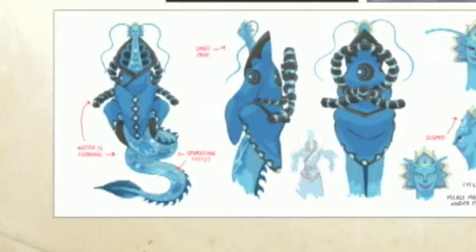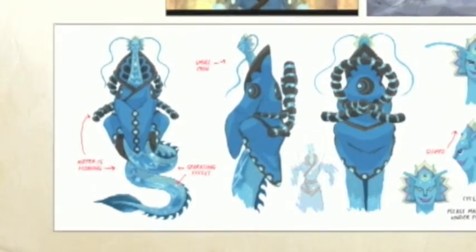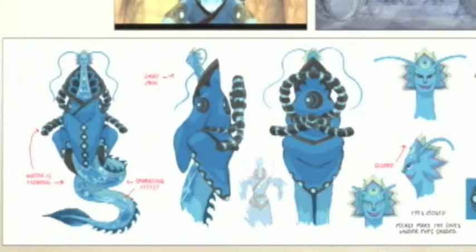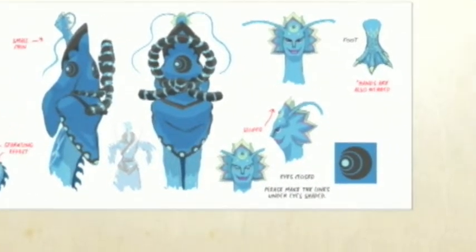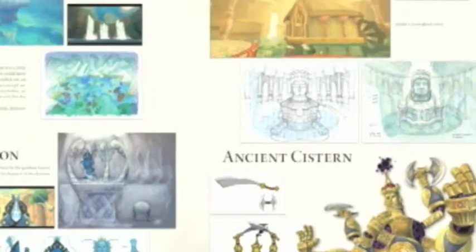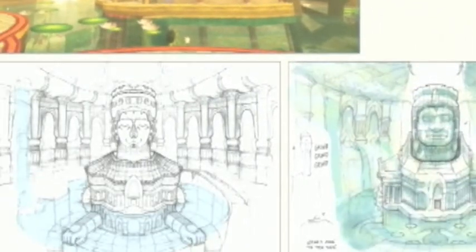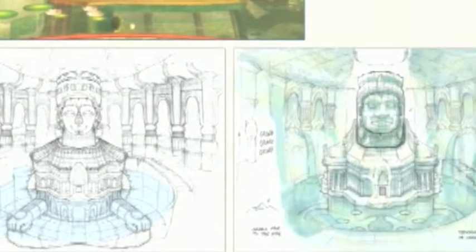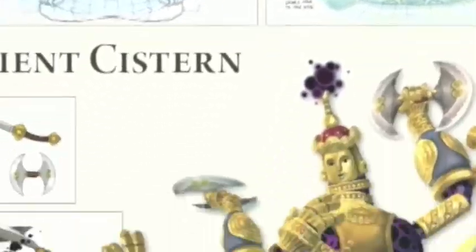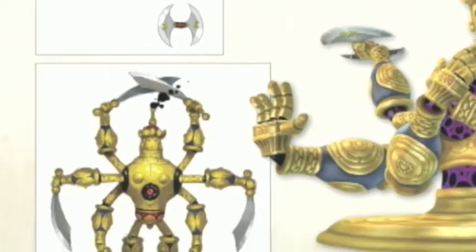Water is flowing through his tail. Sparkling effect. Just so they know what to program the computer. Small chin. Eyes closed. Please make the lines under eyes shaded. Slapped foot. Hands are also needed. Here's some more visuals. Ancient Cistern official visual. Some early draft designs. The Ancient Cistern.